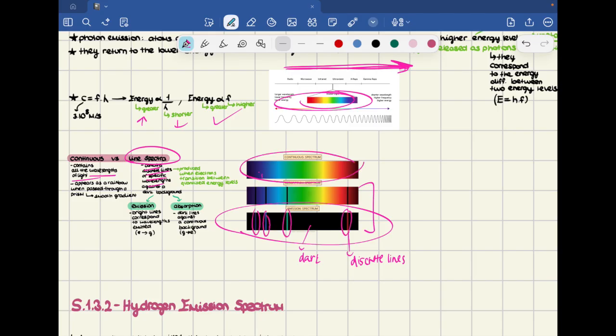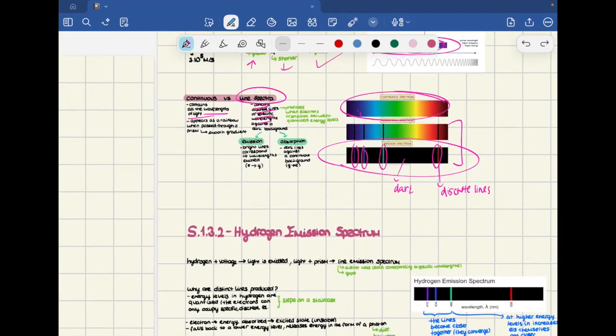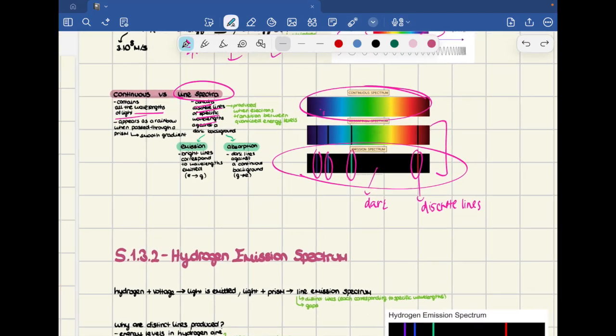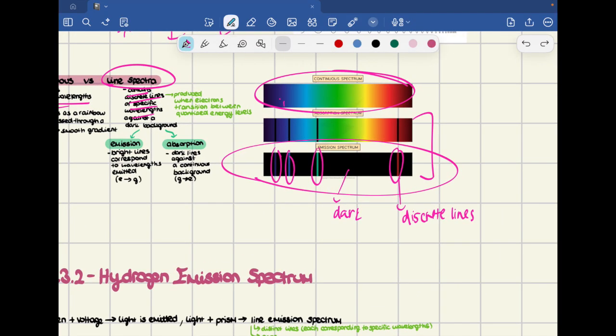So when compared to the continuous spectrum, we can see all of the wavelengths, right? We can see all of the colors. But for example, in the emission spectrum, I think this is the emission spectrum of hydrogen, we can only see this specific wavelength. But in the continuous spectrum, we had the yellow color, right? We can't see it here. So there are only discrete lines that show the specific wavelengths.